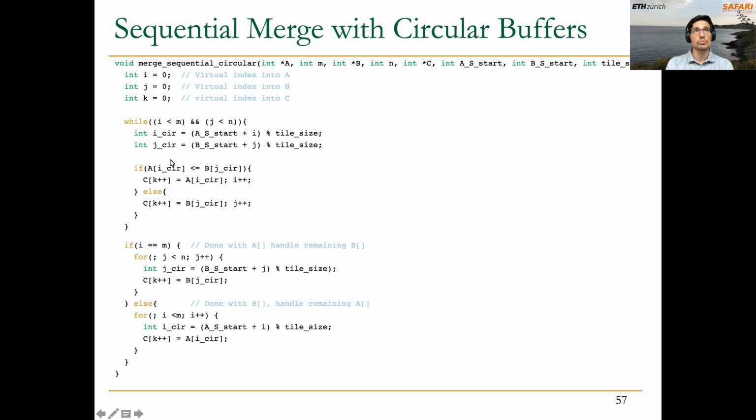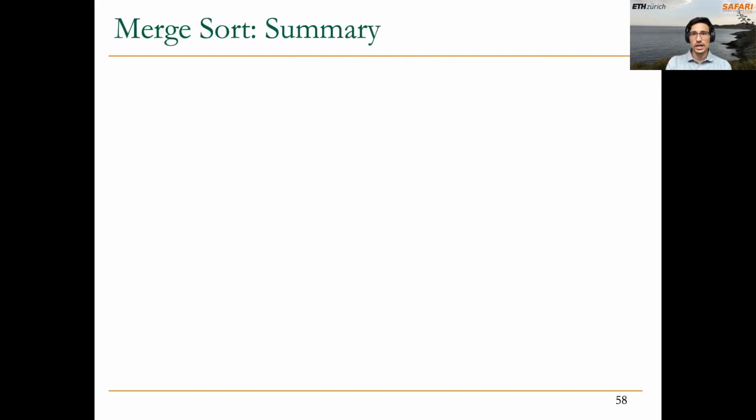Again, you can observe that the code of the algorithm itself doesn't change. It's only that we have to use this i circular and this j circular in order to access the right elements from the tiles in A and B, taking into account that the indices in reality wrap around because of the limited tile size. So that's essentially it.